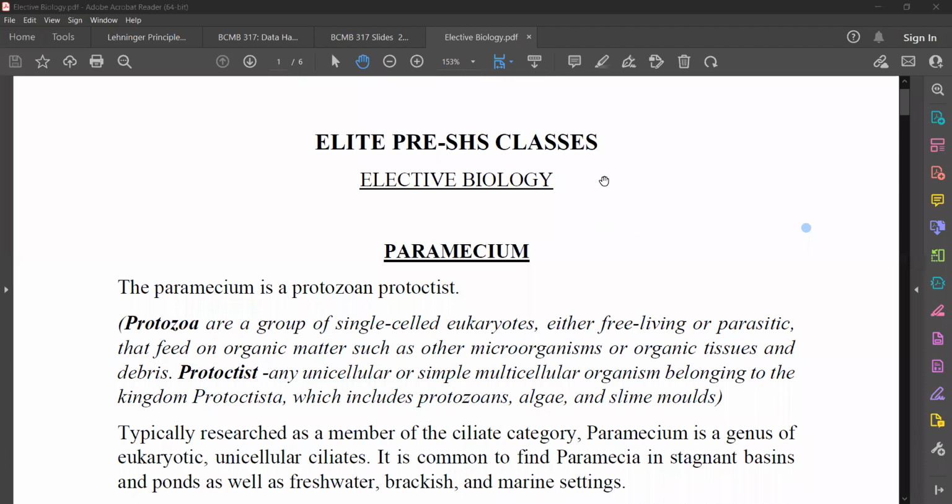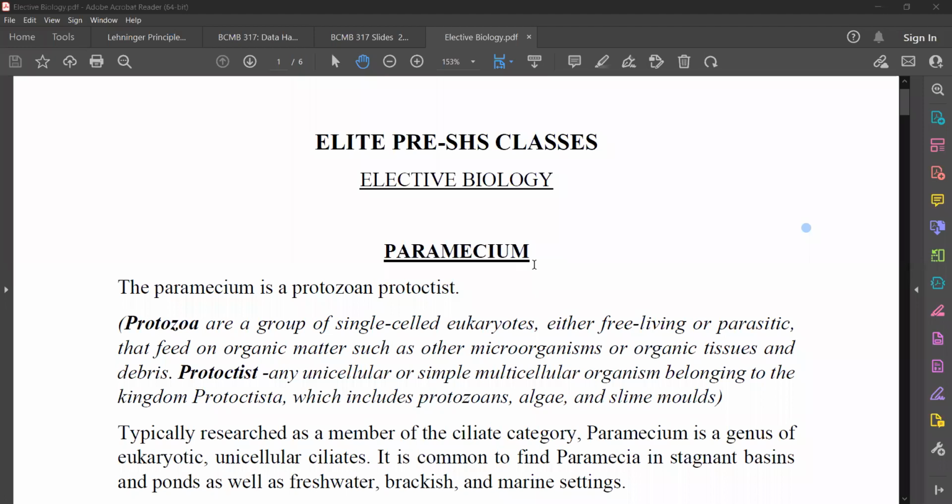Okay. So the Paramecium is known to be a protozoan protoctist. And now these protozoa, what are they? They are single-celled eukaryotes that are free living or can be parasitic, and they feed on microorganisms and other organic tissues or debris. So when we talk of eukaryotes, you know what eukaryotes are, right?